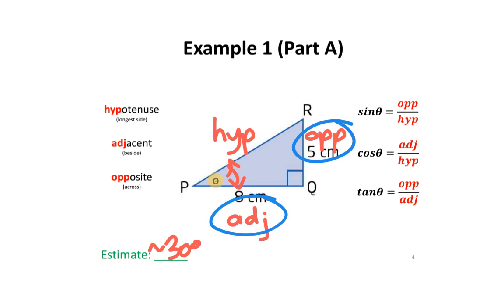At this point, take a look at your 3 trigonometric ratios. Which one contains opposite and adjacent? You'll notice that this ratio contains both opposite and adjacent, and that is the ratio that we're going to use to find this unknown angle.